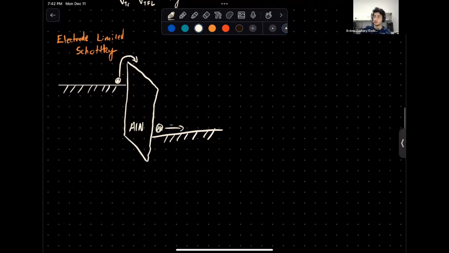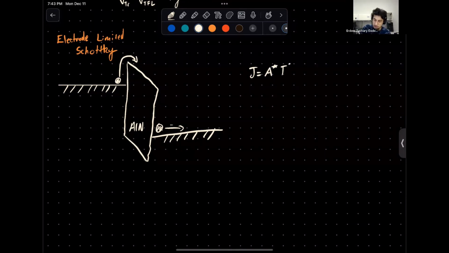And so this one has a slightly different equation that dictates it. We have our current density J, and then what we call the effective Richardson constant of the material, times T squared, or temperature squared, and then the exponent of negative q phi B.